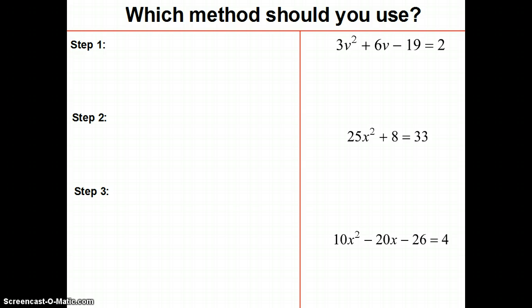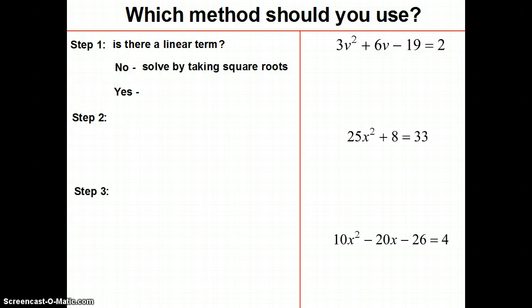From here, we'll talk about which method you should use. We talked about this a little bit yesterday, but I'm going to go ahead and recap it for you again. To determine which method you use, the first question you should always ask is: is there a linear term? If not, then you need to solve by taking square roots. If there is, then we need to choose another method by which to solve.